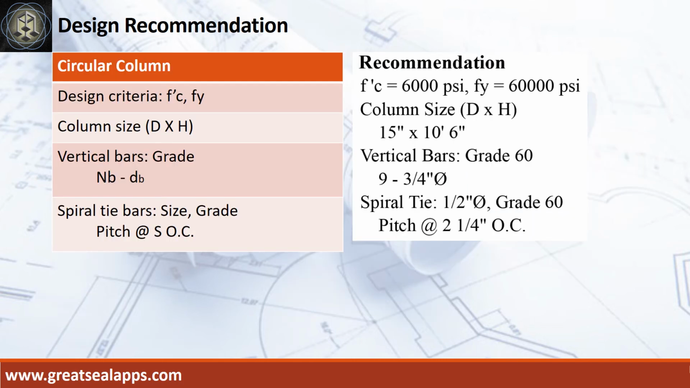Design recommendation as follows. f'c equals 6000 psi, fy equals 60,000 psi, column size is 15 inches diameter by 10 feet 6 inches, vertical bars of grade 60, 9 pieces 3/4 inch diameter bar, spiral tie 1/2 inch diameter bar of grade 60, pitch at 2 1/4 inches on center.